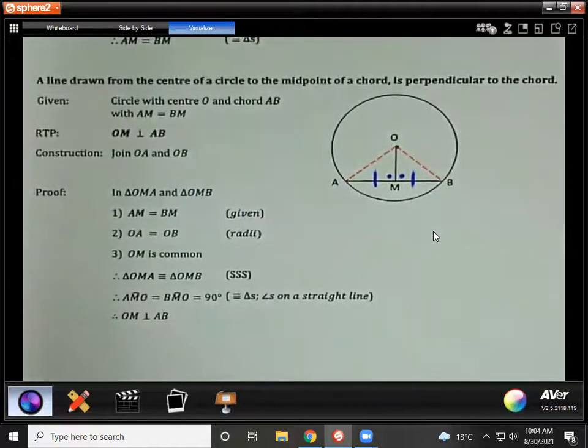Okay, just copy that down, please. Just those dots in the angles are not given, so don't copy those dots down. Let me just erase them.